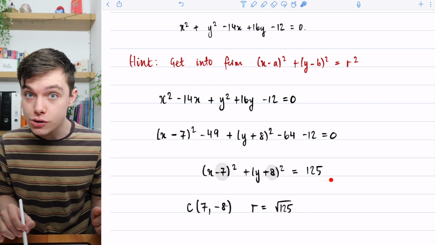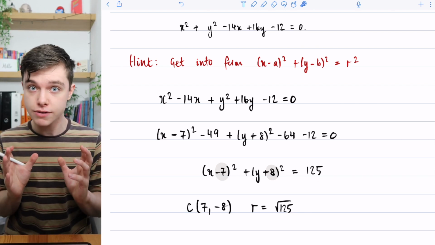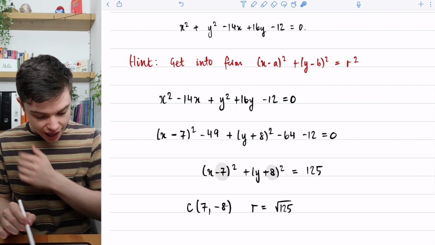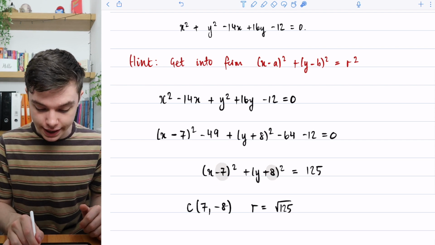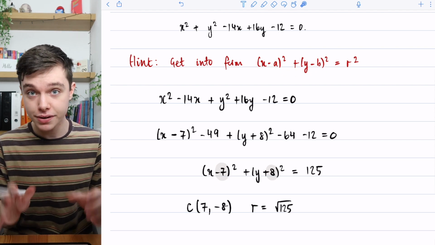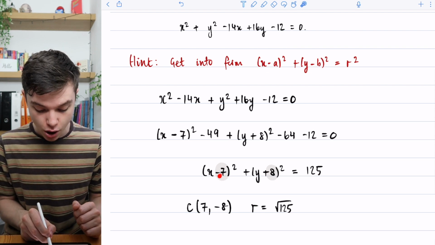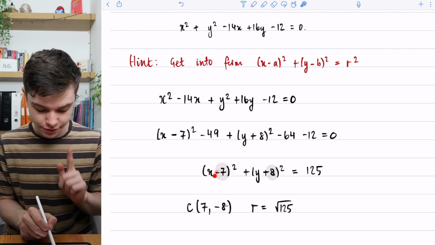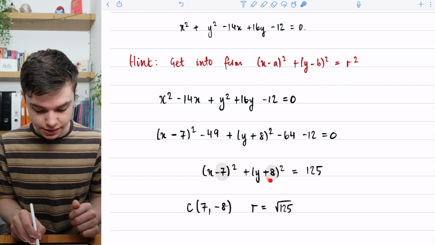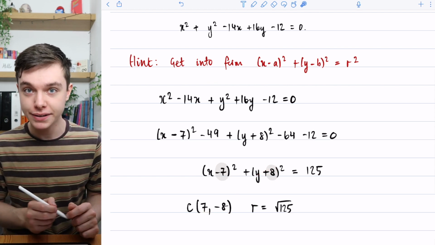Here we've got r squared, so the positive square root will be r, and then we take the opposite signs here. a, b is our centre of the circle, so we've got opposite signs here, so the centre will be 7, not minus 7, it will be 7, and here we've got a positive 8, so it's going to be minus 8.